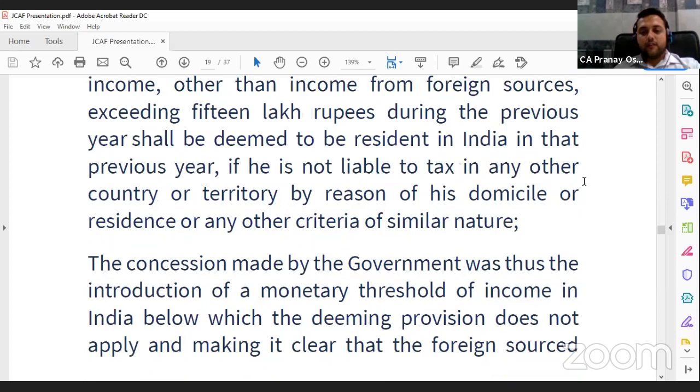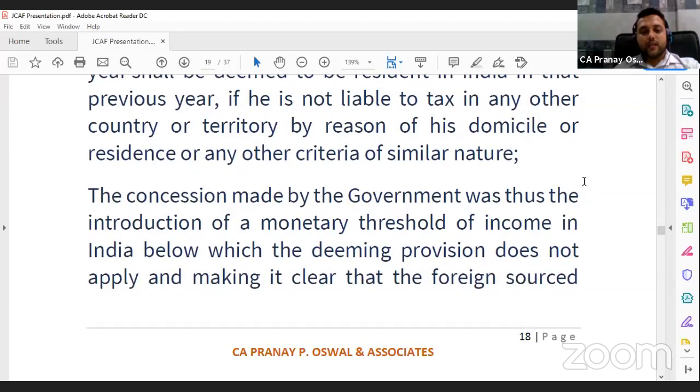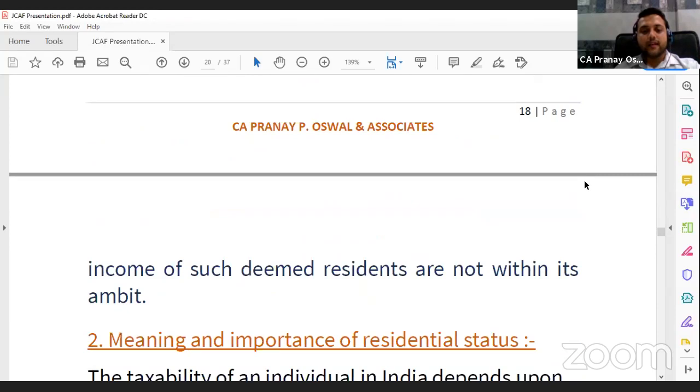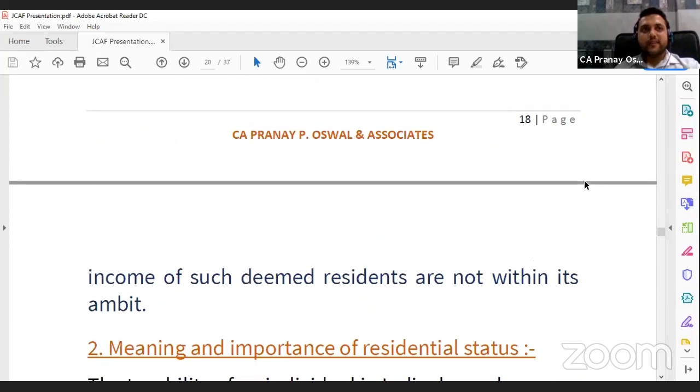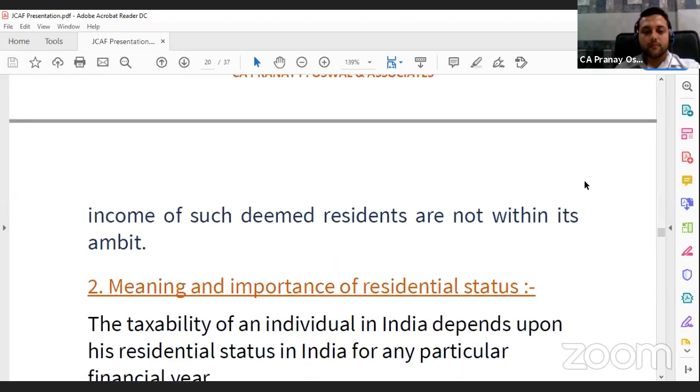The concession made by the government was thus the introduction of a monetary threshold of income in India below which the deeming provision does not apply, and making it clear that the foreign sourced income of such deemed residents is not within its ambit. So basically, as there was a lot of misinterpretation, the government had added a monetary limit of 15 lakh rupees above which the deeming provision will be applicable, and for those having income less than 15 lakhs, the deeming provision was not applicable.